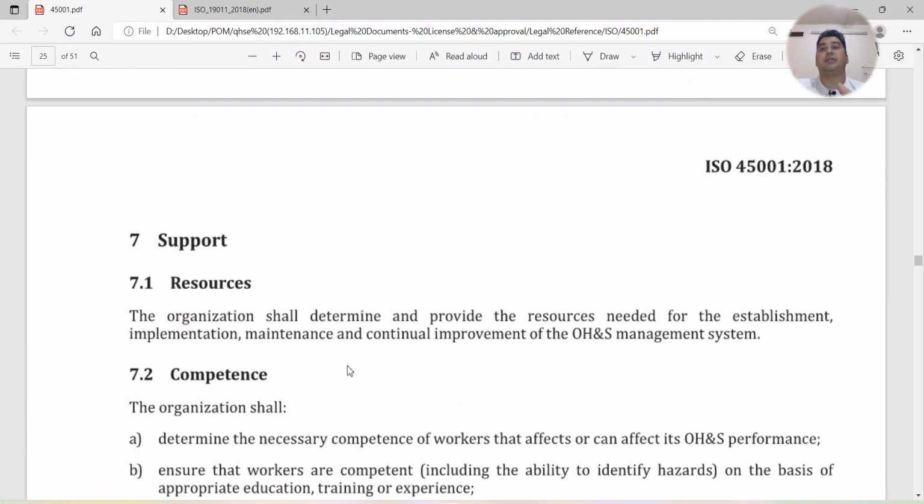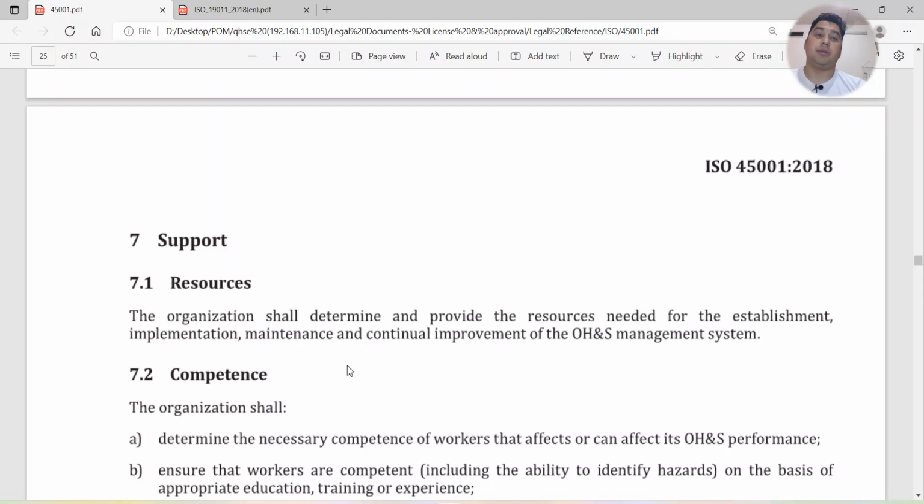So that was clause number 6. Clause number 6 was mainly focused on identifying the risks and hazards and the control measures: how you're going to identify them, what things you need to consider. Once you identify, you need to put the proper control measures. After that, set the objectives and targets. Once you set the objectives and targets, you have to set the plan for how you're going to achieve them.